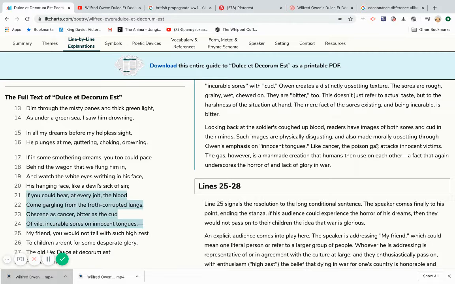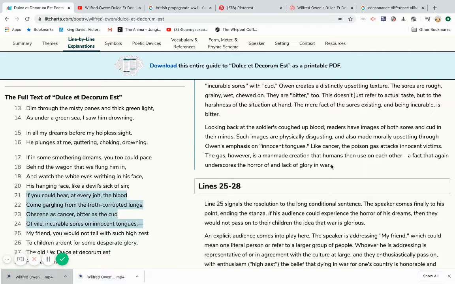Like cancer, the poison gas attacks innocent victims. The gas, however, is a man-made creation that humans then use on each other, a fact that again underscores the horror of the lack of glory in war. And of course, the message of these lines comparing the gas that these soldiers breathe and then violates their innocent tongues is also moving the guilt of the immorality of their experience onto the people who put them in this war in the first place.